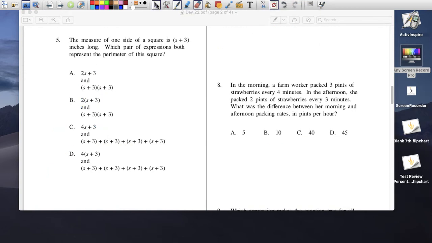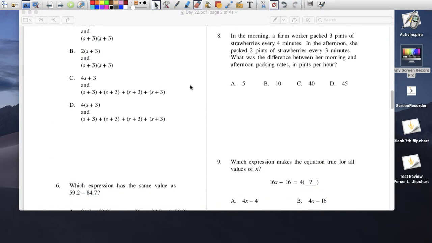Number 8. In a morning, a farm worker packed 3 pints of strawberries every 4 minutes. 3 pints, 4 minutes. In the afternoon, he packed 2 pints every 3 minutes. Maybe he got tired. What's the difference between his morning and afternoon packing rates in pints per hour?